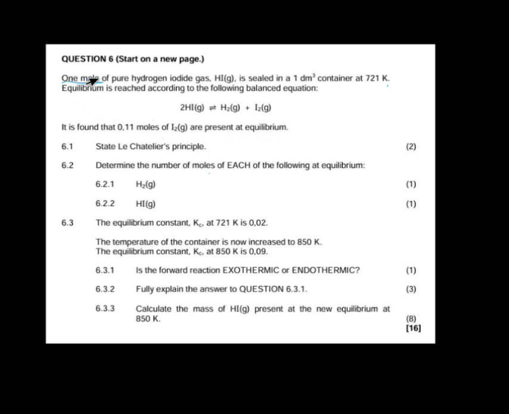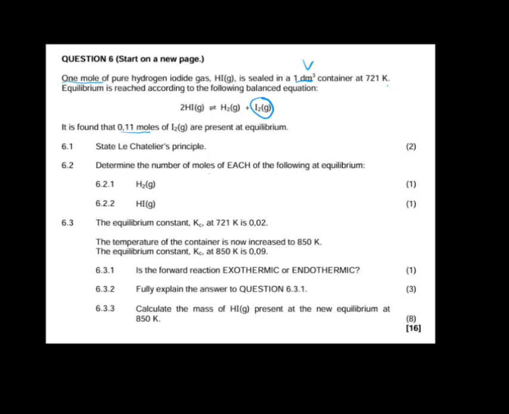Alright, so they gave us the initial mole of hydrogen gas. They said it is sealed in a 1 decimeter cube container, which is the volume. The temperature does not matter in the calculation, only in the reasoning questions. They said equilibrium is reached according to the following balanced equation, so they gave you the equation. Now they say it is found that 0.11 moles of iodine are present at equilibrium. So they gave us the number of moles of this particular portion at equilibrium, right? They gave us the initial of this, and the amount of moles at equilibrium of this.